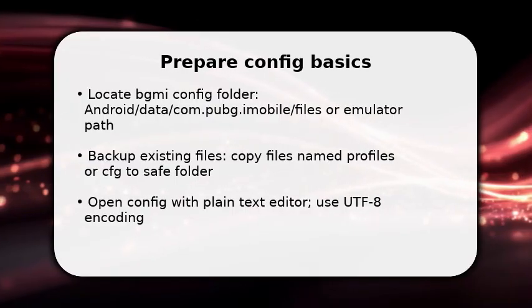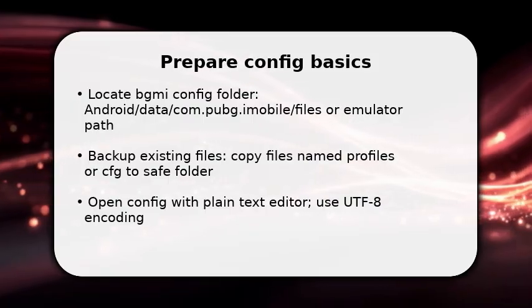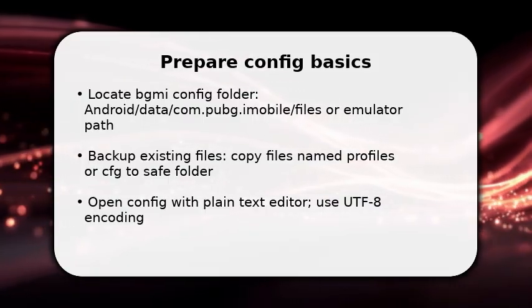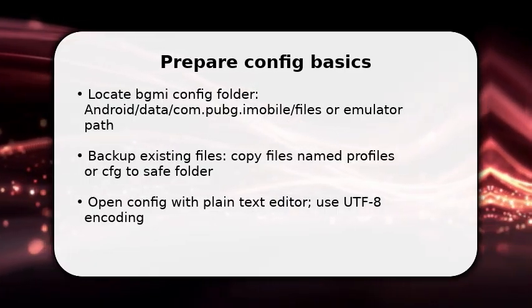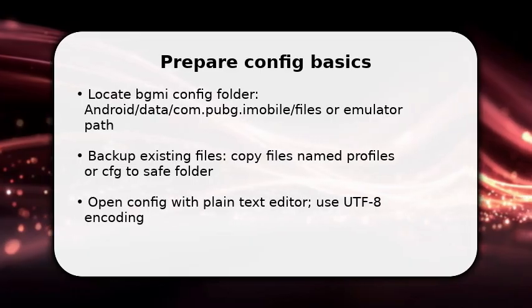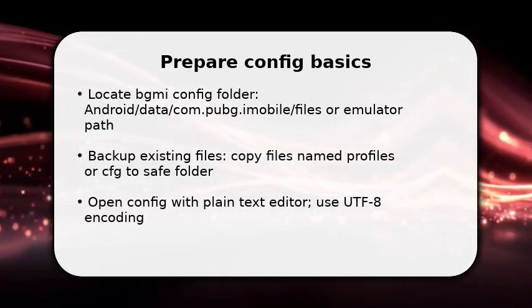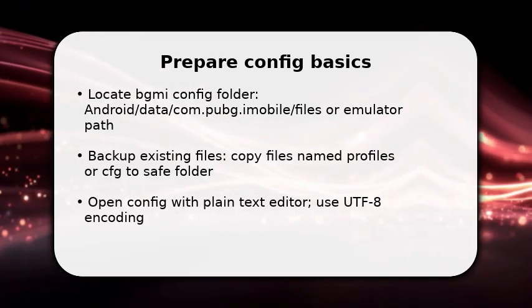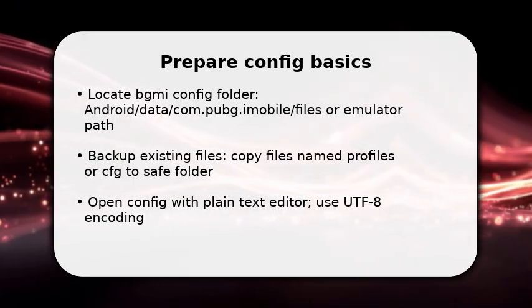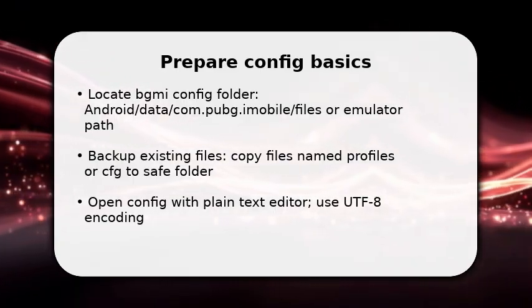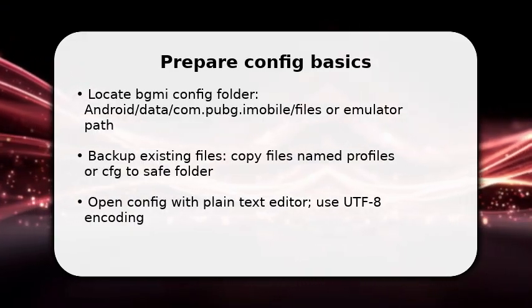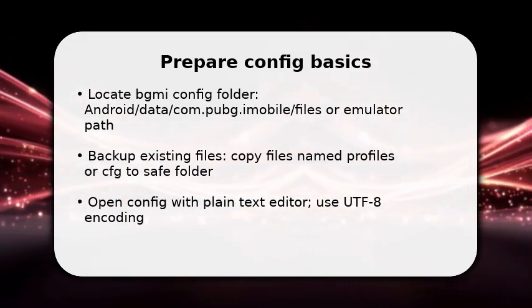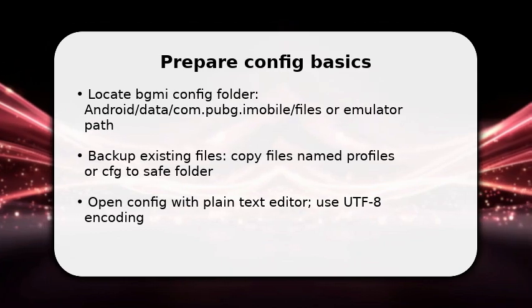You start by finding the config folder for Bgmi and backing up anything you'll modify. Once found, copy the profiles or CFG files to a safe folder so you can revert. Then open the live config with a plain text editor using UTF-8. This prevents corrupted characters. Make sure to close Bgmi before editing to avoid conflicts. Now you have a clean, editable file and a recovery copy, so you can safely proceed to change settings.